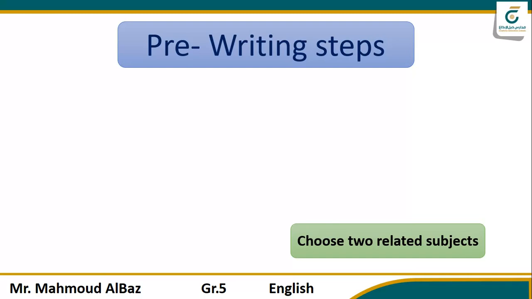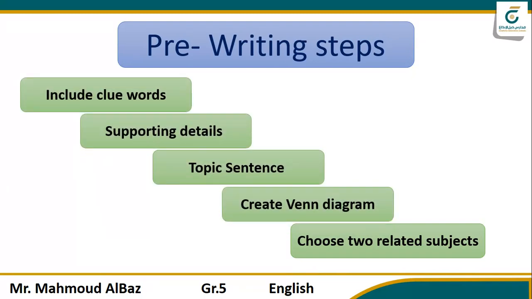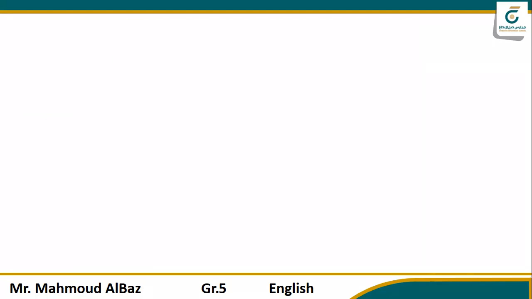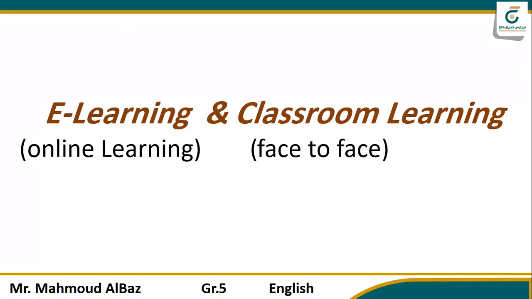What other steps do you remember? Okay, you do not have to memorize them. Here are all of them. Create a Venn diagram, and you will really see what is meant by Venn diagram. Next, topic sentence. Do not forget the topic sentence. Then supporting details, the supporting details of the topic sentence about the subject you write about. And the last one is to include clue words, and you will see all of these in detail. First of all, let's choose our subject. What is it about? It's about e-learning, electronic learning, and classroom learning.